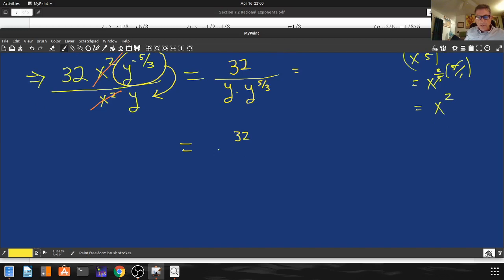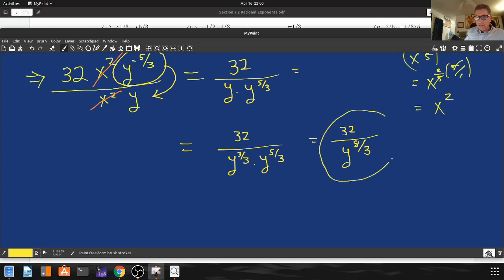just right underneath it, this is equal to 32. Now I'm going to write y to the first power as y to the 3 over 3 times y to the 5 over 3. So you add exponents. So that's y to the 3 plus 5 is 8/3. And that is our final answer.